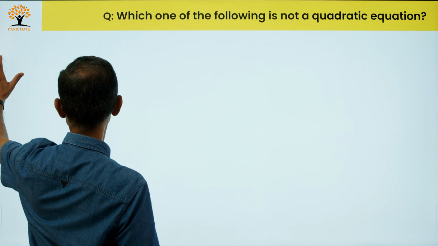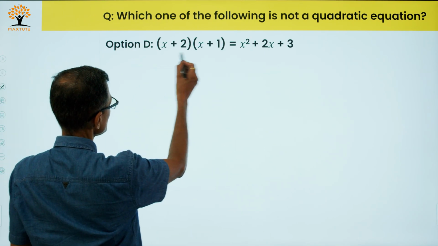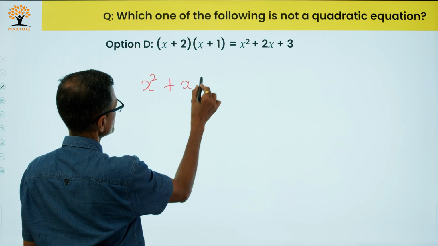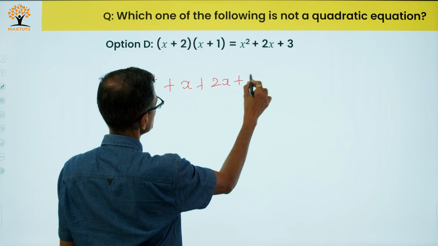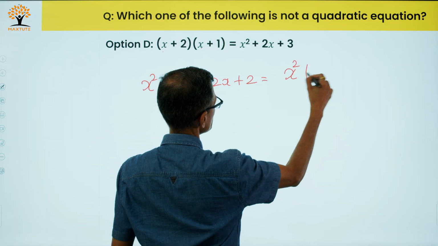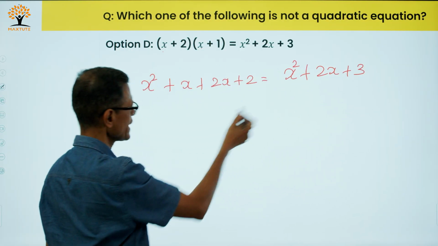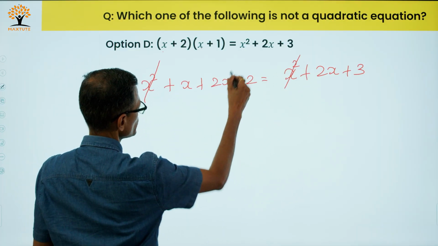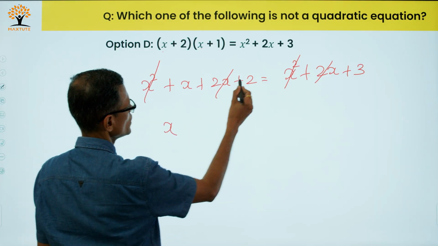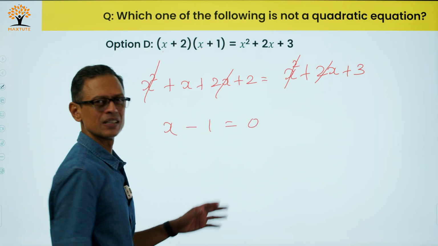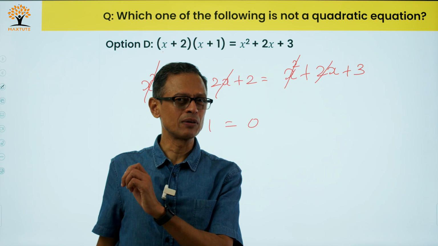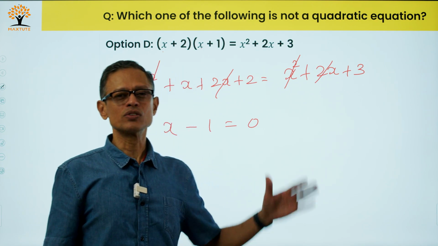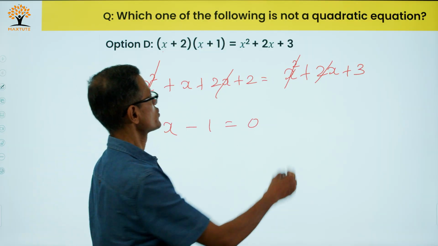We'll just check that once before we mark the answer and move on. Expand the left hand side by multiplying the terms. x into x is an x square plus x plus 2 times x, which is 2x plus a 2 is equal to x square plus 2x plus 3. Take all terms to the left hand side. So x square and x square get cancelled. 2x and 2x will get cancelled, leaving us with an x. 2 minus 3 is a minus 1 equals 0. This is a linear equation in one variable. The power of x is a 1. In ax square, the a is a 0 here. So this is a linear equation, not a quadratic equation. Choice D is our answer.